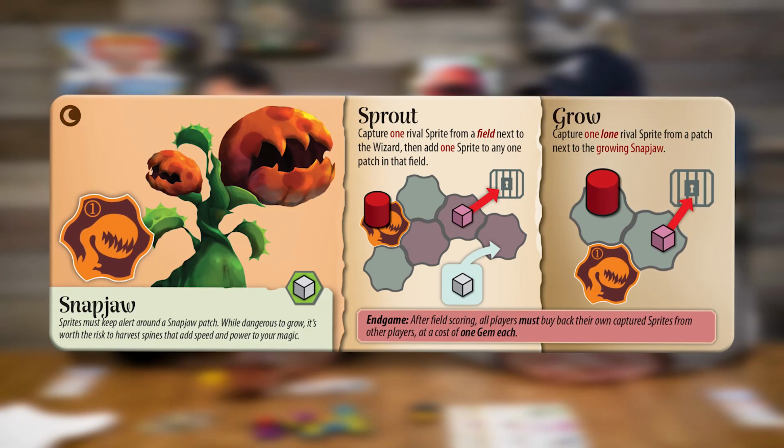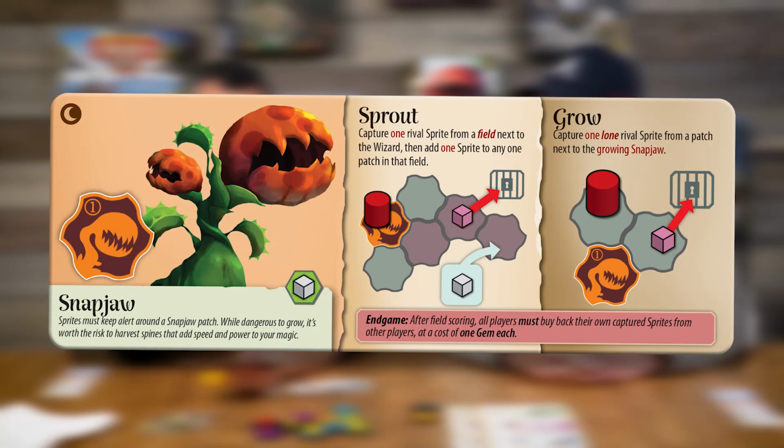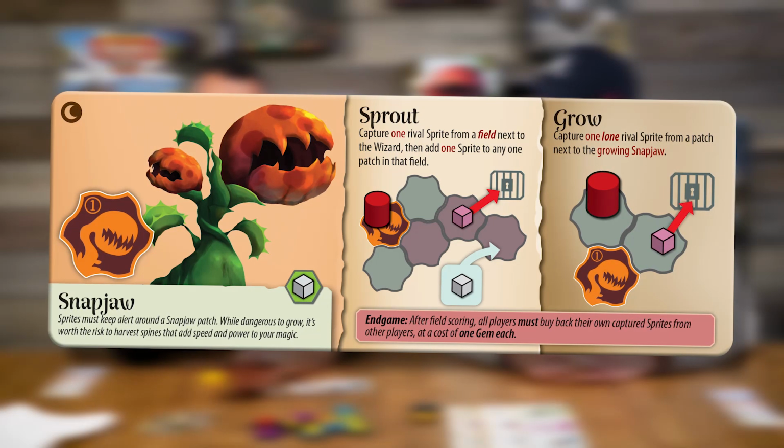When you sprout, you capture one rival sprite from a field next to the wizard. And remember, a field is not just the adjacent patch, but a contiguous group. So if you have a big field, the Snapjaw can reach quite a distance and capture someone. But you're going to take a sprite off the board and capture it from your opponent. And at the end of the game with the Snapjaw, anyone has to basically buy their sprites back. One gem each. For points, for gems.